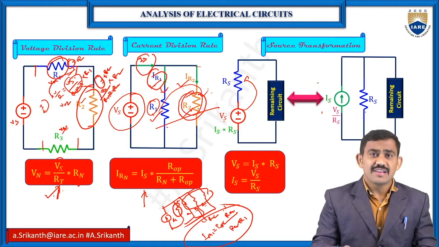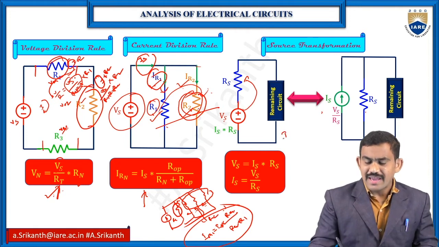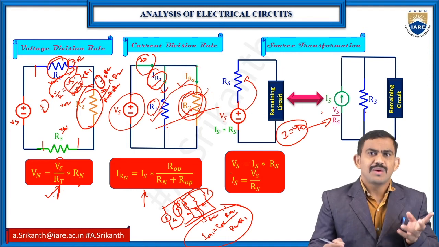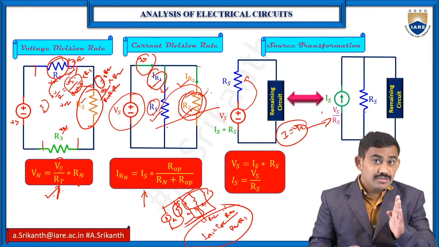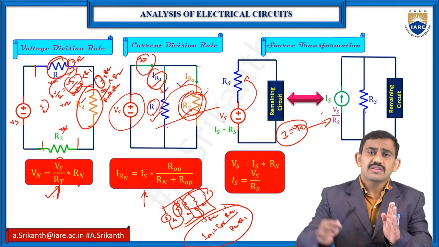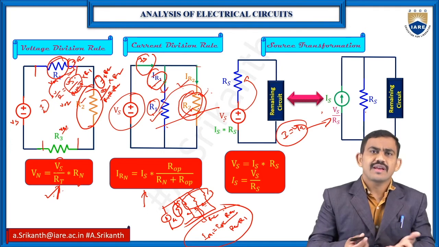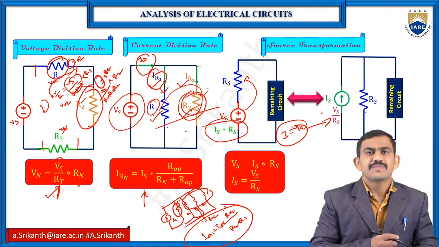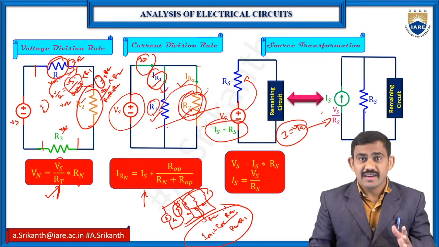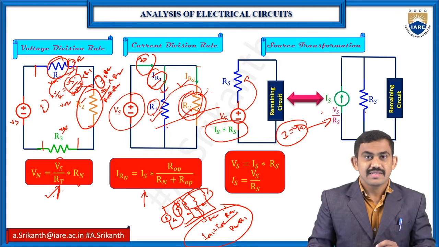Okay, what is the current value? The current value is very simple from Ohm's law. So I value is V by R. That is a simple formula. Suppose I have a current source in parallel with a resistor, I can convert it into a voltage source in series with the same resistor. So what is the voltage value? V equal to I into R. It's very simple, but different analysis. You can use this source transformation and get the answers in an easy way.